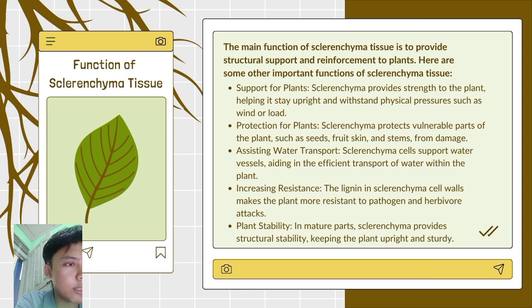Third is assisting water transport. Sclerenchyma cells support water vessels, aiding in the efficient transport of water within the plants. Fourth is increasing resistance. The lignin in the sclerenchyma cell walls makes the plant more resistant to pathogen and herbivore attack. The last is plant stability. In mature parts, sclerenchyma provides structural stability, keeping the plant upright and sturdy.